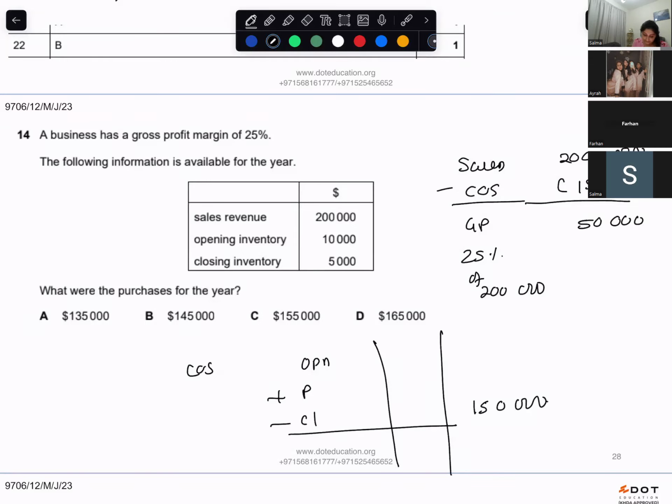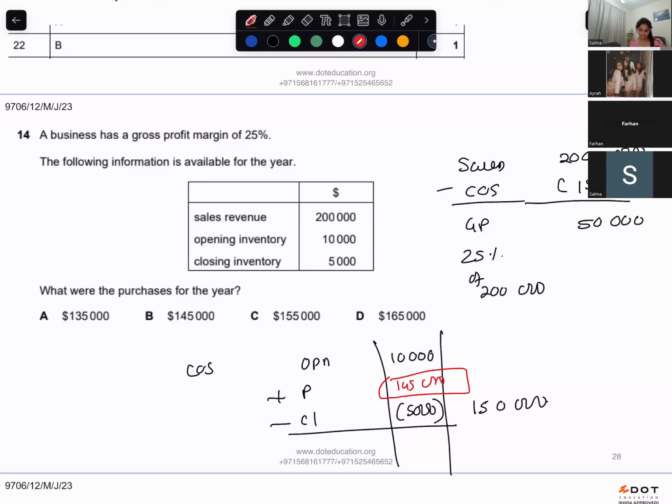Opening is 10,000. Purchases I don't know. Minus closing 5,000. So purchases is 150,000 plus 5,000 minus 10,000. You go in reverse. So 145,000. Go to the next one.